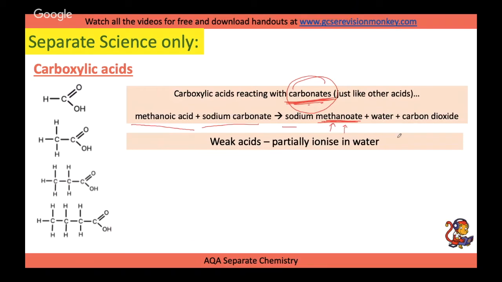This will be exactly the same. If it was ethanoic acid, it would make ethanoate. If it was propanoic acid, it would make propanoate. And if it was butanoic acid, it would make butanoate.